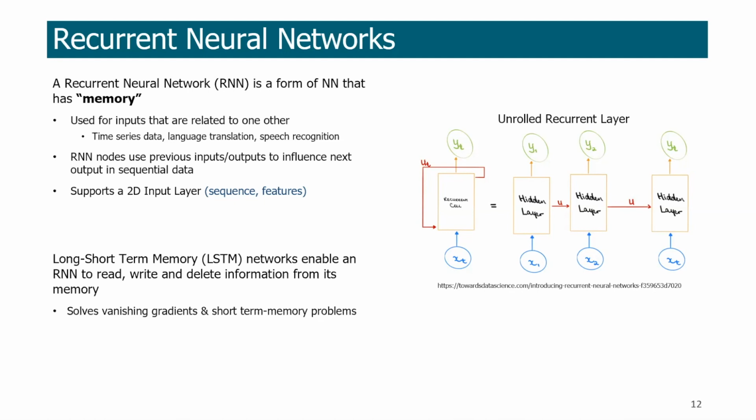Long short-term memory networks are a type of RNN that are used for long sequence inputs, where traditional RNNs tend to suffer from short-term memory. And earlier inputs become less and less important as you proceed through analyzing a sequence.